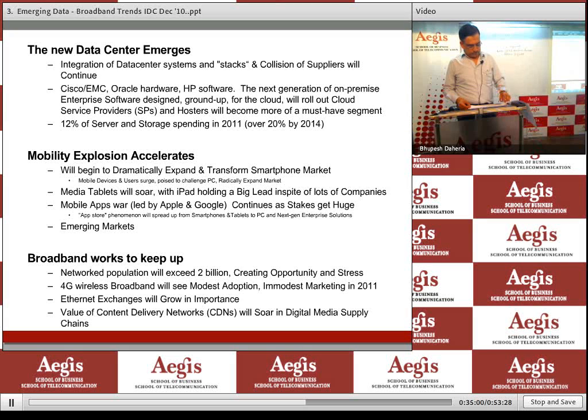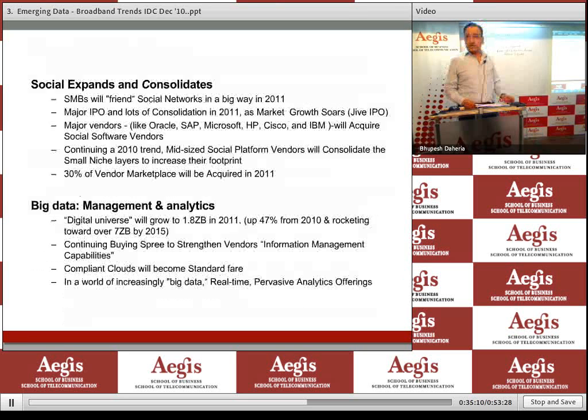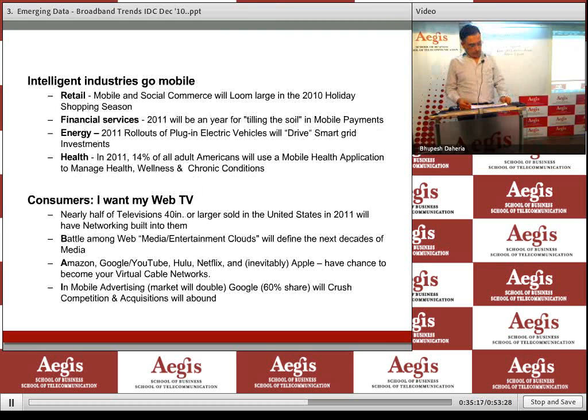A lot of industries will go mobile, as we talked. That is where services like 3G and 4G come in. So that is where I talked of our next one. Ultimately the users and the user industries drive this requirement.